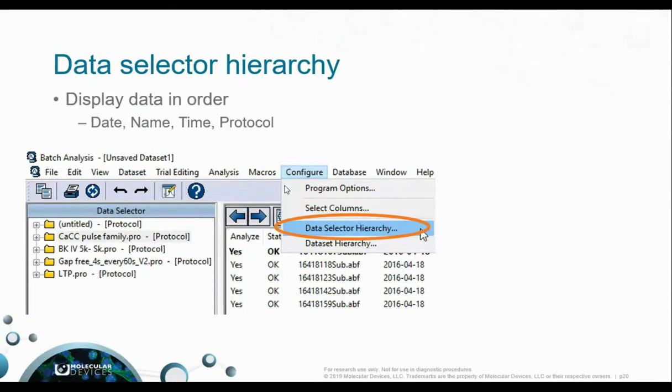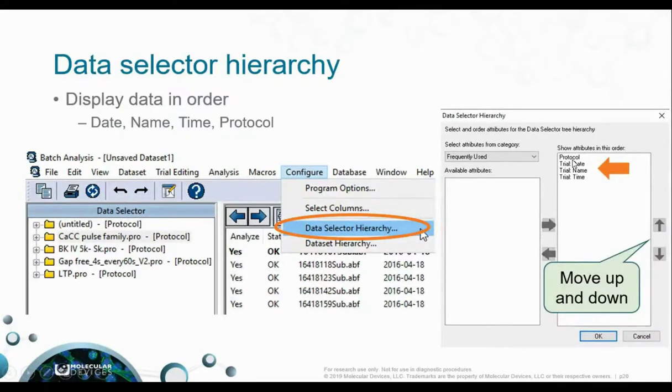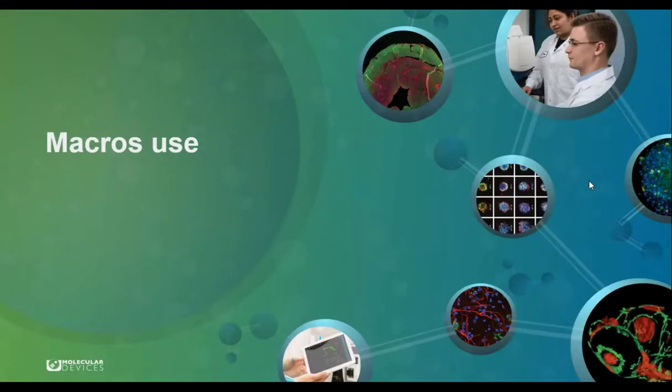Now after you import the data, you can go to Configure, and then you can select the data selector hierarchy to display the data in order, such as in the order of the protocol, the name of the protocol, or the day of the experiment day, or the name, or the time. And you can use the upward and downward arrows on the right-hand side to arrange the sequence of the order. It's very simple.